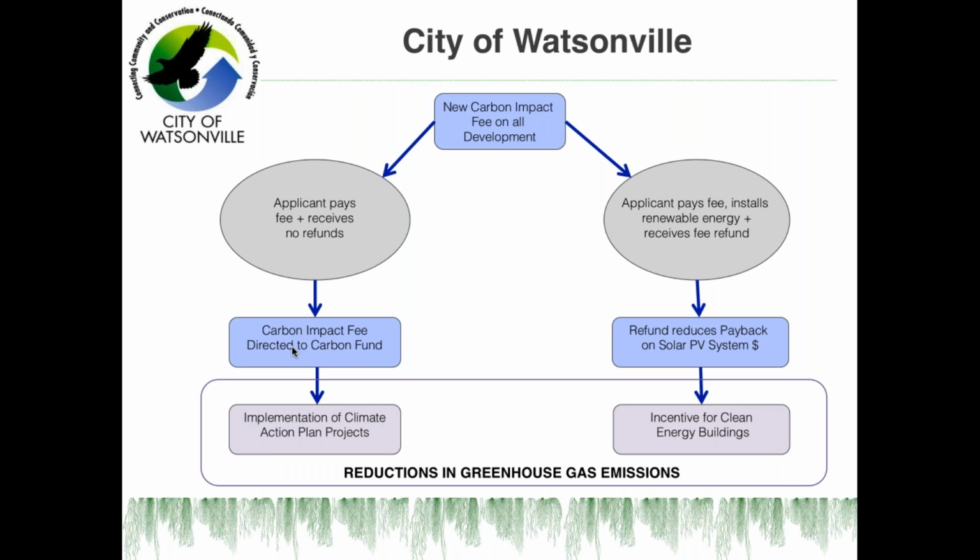That carbon impact fee gets directed to the carbon fund and then funds implementation of climate action projects, thus reducing emissions. The other track that developers can take is that they can pay the fee and they can install renewable energy at two different thresholds, to meet 40% or 80% of electricity demand. If they do that, then they are eligible to receive a full or partial fee refund. The intention of that refund is to reduce the payback on the solar PV system. So that is an incentive to build clean energy buildings. As you can see, in both pathways, we are achieving greenhouse gas emissions reductions.